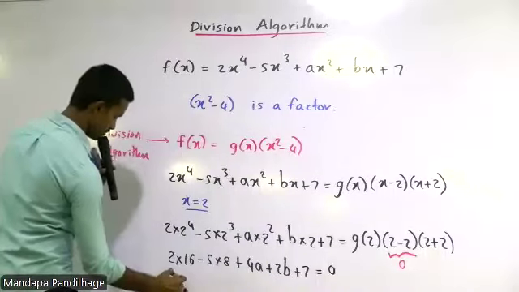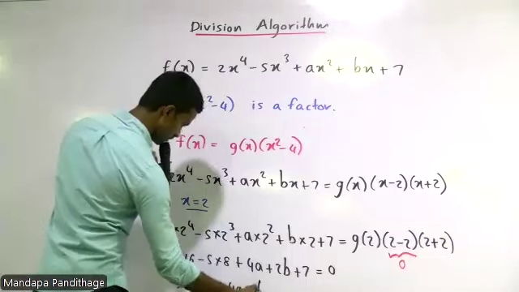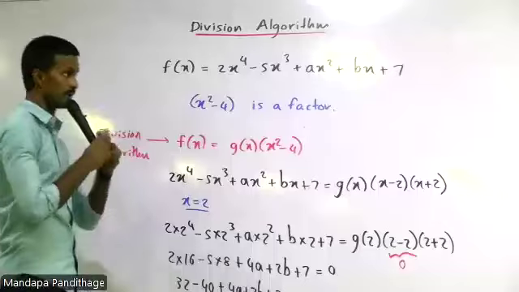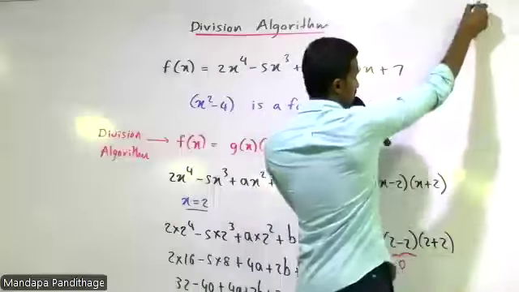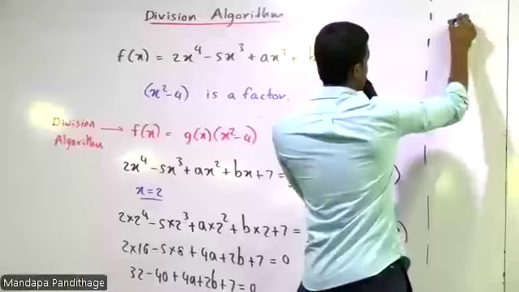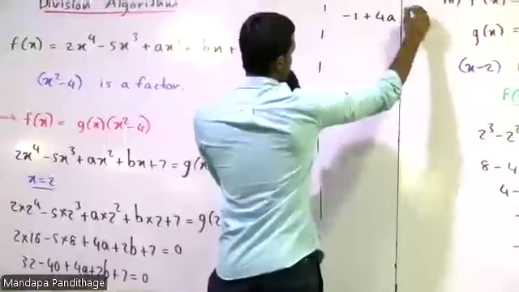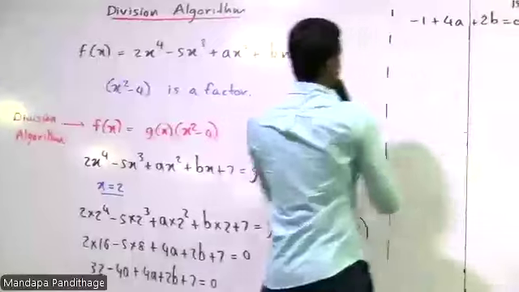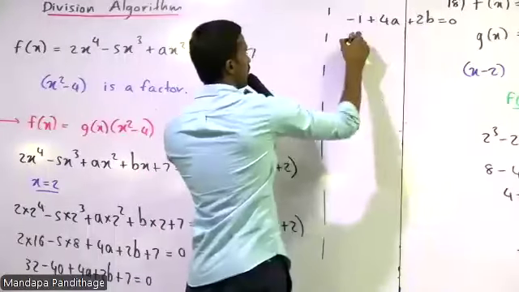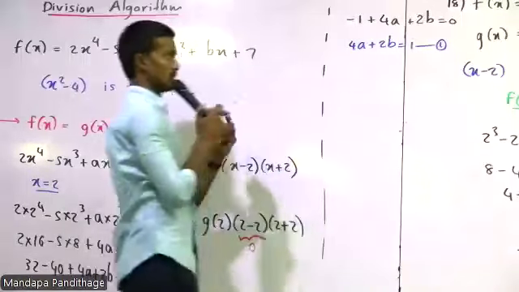When you add this, 32 minus 40 is minus 8. Minus 8 plus 7 is minus 1. So I get one simultaneous equation: 4a plus 2b is equal to 1.